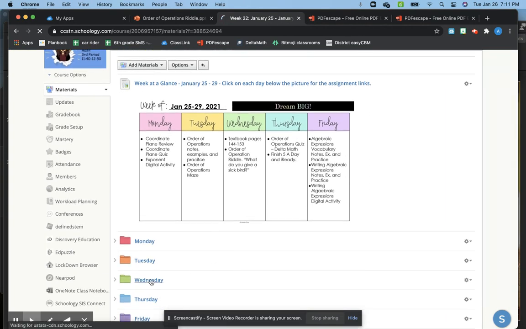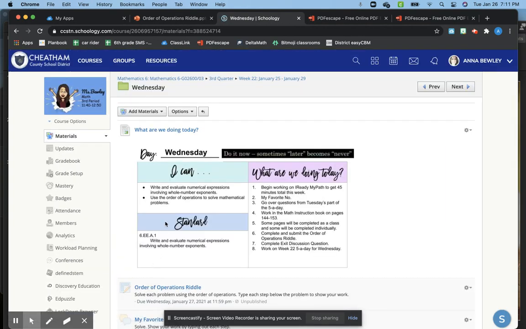When you click on Wednesday, you can see our statement of what you should be able to do today: write and evaluate numerical expressions involving whole number exponents. Remember, numerical expressions are ones with only numbers and operations. They don't have any letters in them. And you are going to use the order of operations in order to solve these problems.